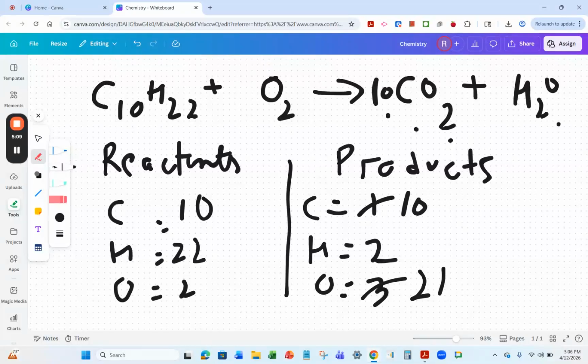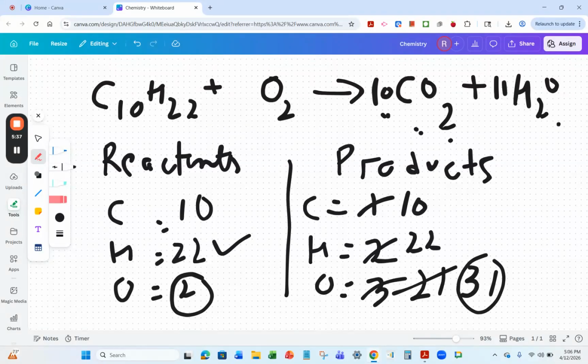Let's go with the hydrogen. You have 22 on the left side, you have 2 on the right side, you want to make it 22. So what to do? If you multiply with the coefficient 11, 11 times 2 is 22, but I changed my oxygen number again. 10 times 2 is 20, and 20 plus 11 is 31. So now carbon is balanced, hydrogen is balanced, oxygen is not balanced. You can see it's an odd and even situation. So what to do? Least common multiple. Multiply these two numbers with each other and find a common number.